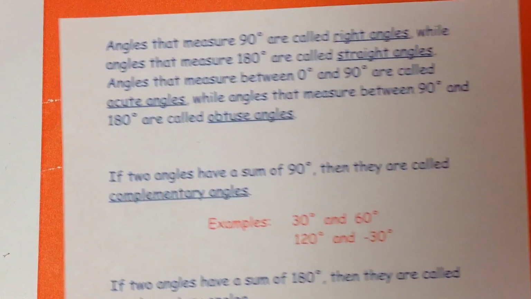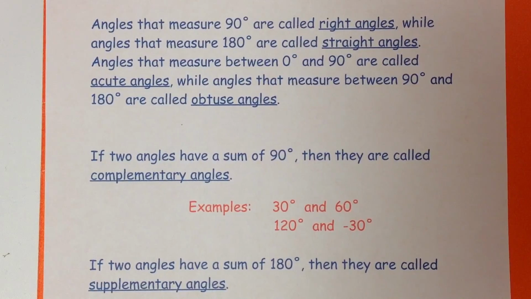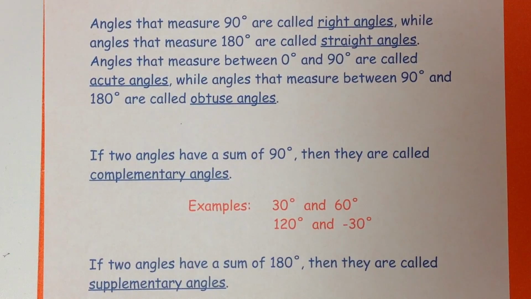Okay, next is something that you should be familiar with as far as classifying some angles. Angles that measure exactly 90 degrees are right angles. Angles that measure exactly 180 degrees are called straight angles. If your angle measures between 0 and 90, then that would be an acute angle. And angles that measure between 90 and 180 are called obtuse angles. So you will be asked to classify angles based on that as you go through your homework.